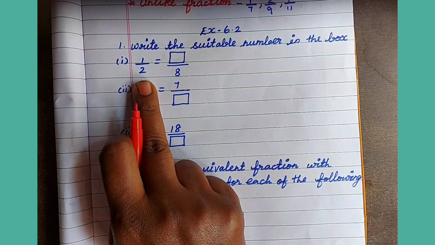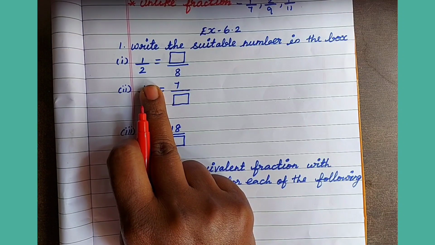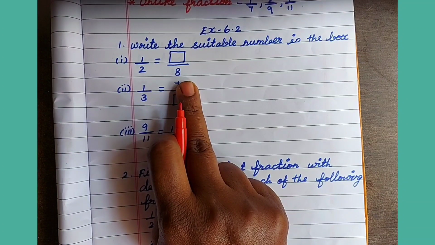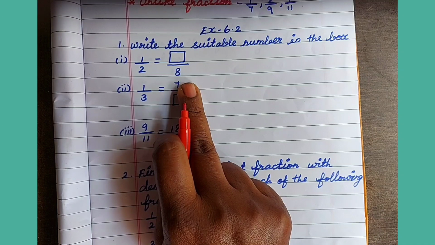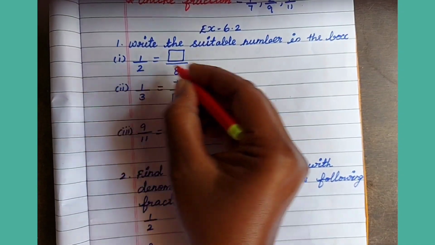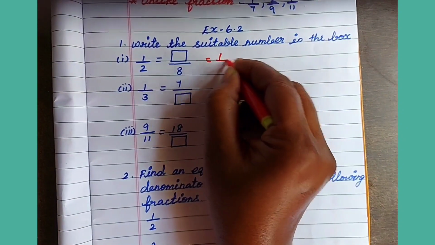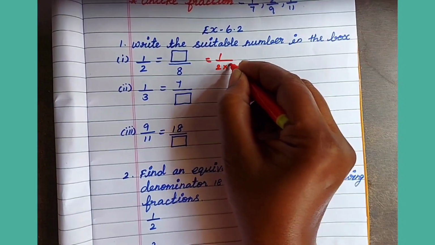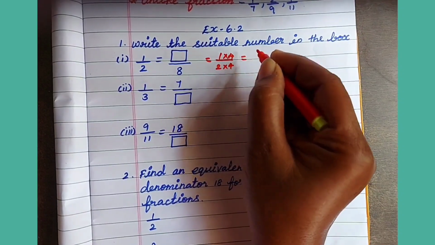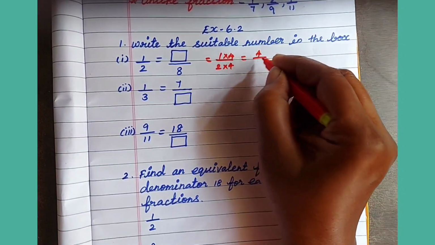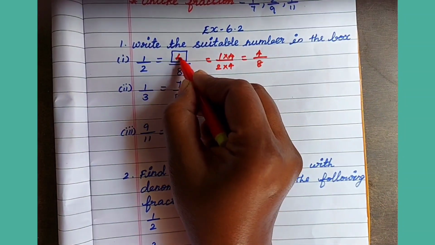Here, 4 times of denominator 2 is the value 8. So multiply the numerator by 4 means 4 times. We write the value 1 divided by 2 into 4. Numerator and denominator both numbers to multiply, we get 1 4s are 4, 4 2s are 8. So the answer is 4.